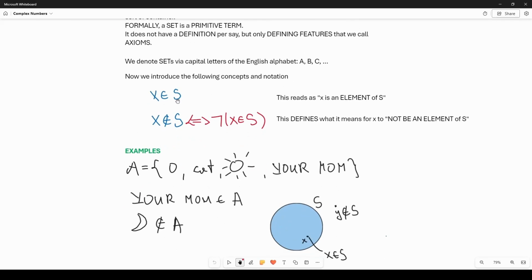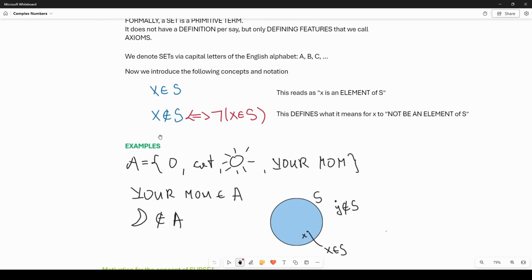Another concept we will need is the concept of x belonging to a set S. So this we also do not define. It is primitive. We just intuitively understand what it means for something to, well, be in a box, to belong to a set. So this reads x is an element of S. Now, to define what it means for x to not be an element of S, well, we just use the concept of x belonging to S and just negate it. So this is the symbol for logical negation.